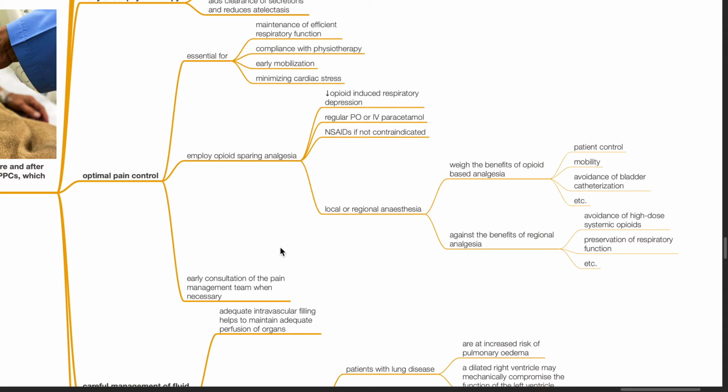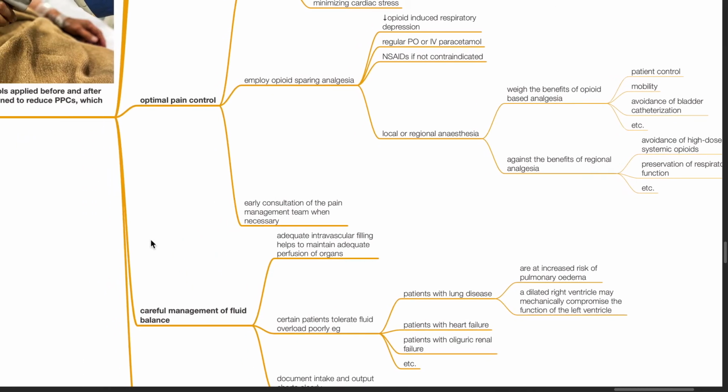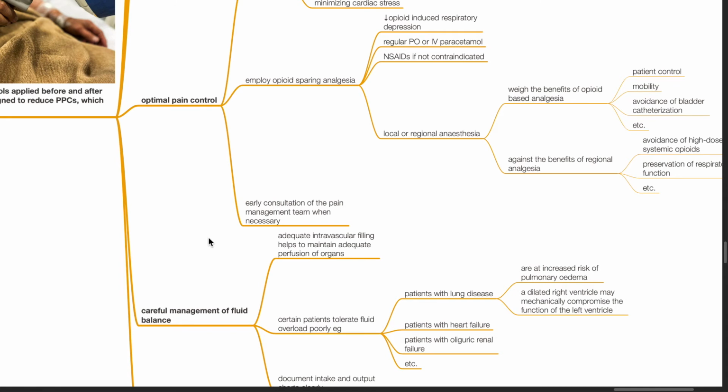Local or regional anesthesia should be employed when indicated. However, weigh the benefits of opioid-based analgesia against the benefits of regional anesthesia. Consider early consultation of the pain management team when necessary.